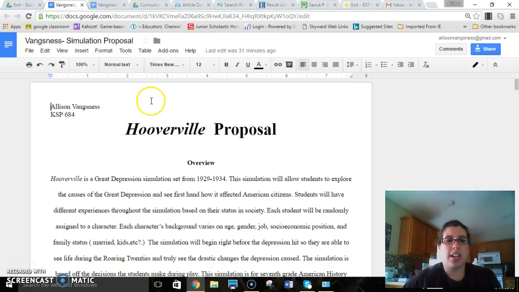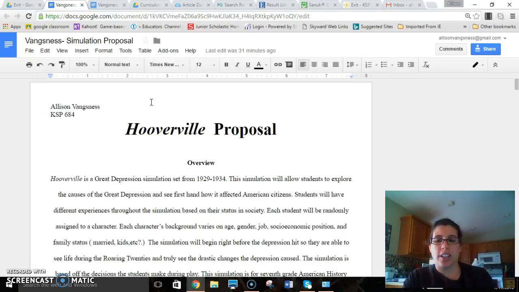My simulation is titled Hooverville, and for those of you who are unfamiliar, Hooverville is a term that was coined during the Great Depression. President Herbert Hoover was in office, and a lot of people who lost their homes and lost their farms had to set up kind of shanty towns in the cities, and they were nicknamed Hoovervilles because a lot of Americans thought that President Hoover was doing very little to help anybody during the Great Depression. So that is where the term comes from.